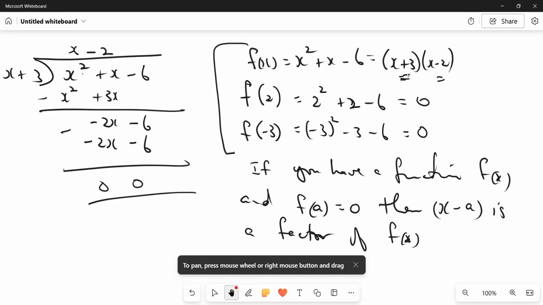And this is a very basic way of writing the factor theorem. There is a more general way. Maybe I can illustrate that with an example or so. Give me a second.